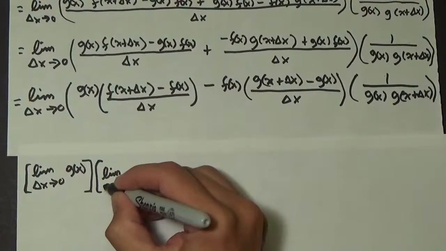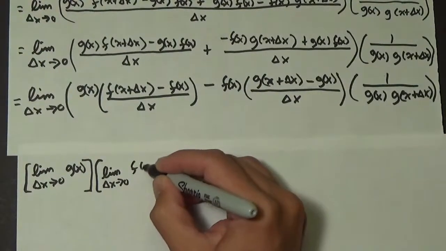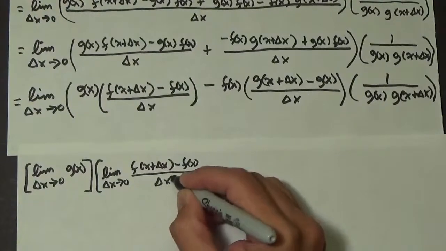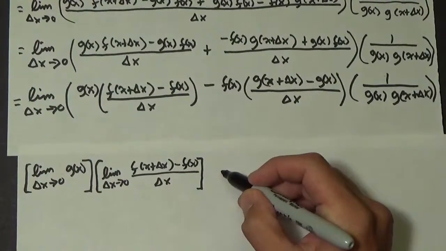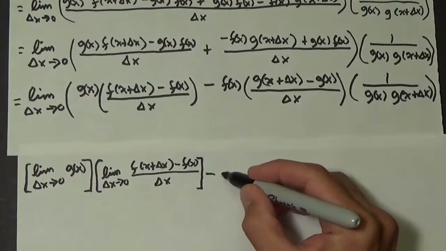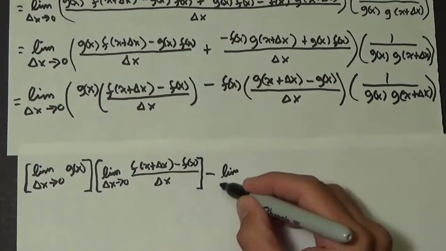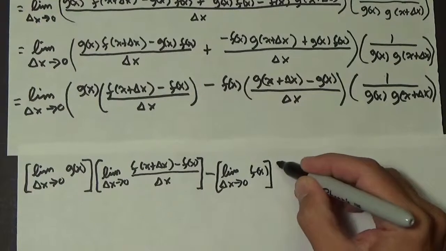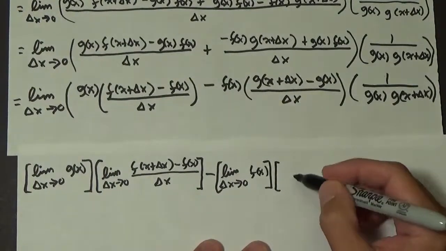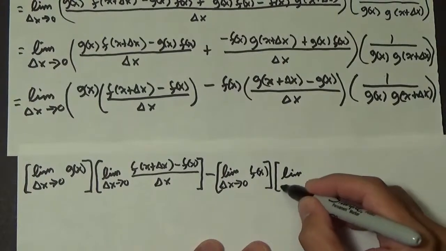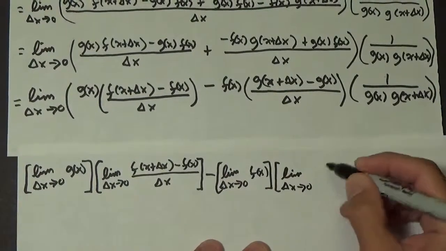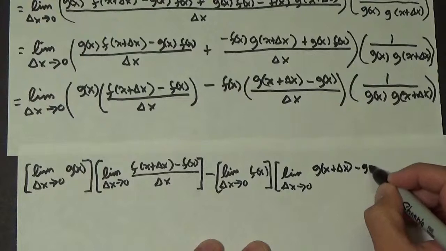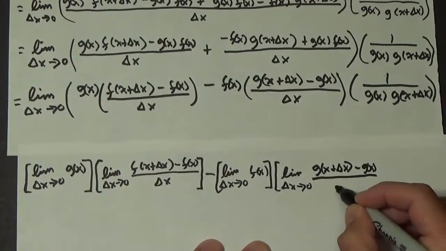The limit as delta x approaches 0 of f of x plus delta x minus f of x all over delta x, minus the limit as delta x approaches 0 of f of x, times the limit as delta x approaches 0 of g of x plus delta x minus g of x all over delta x.